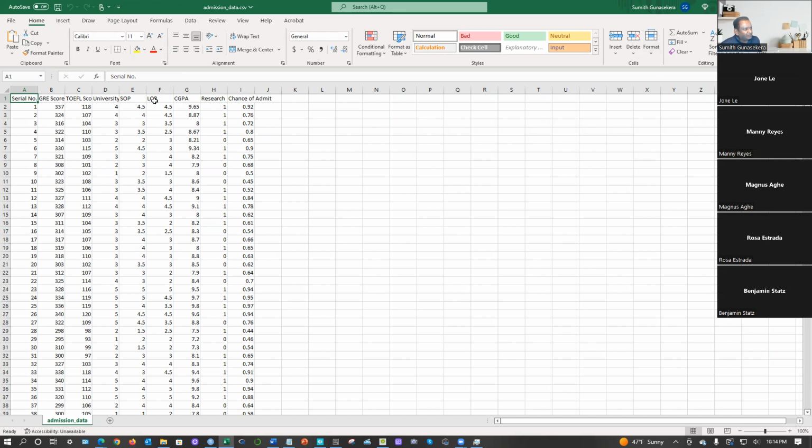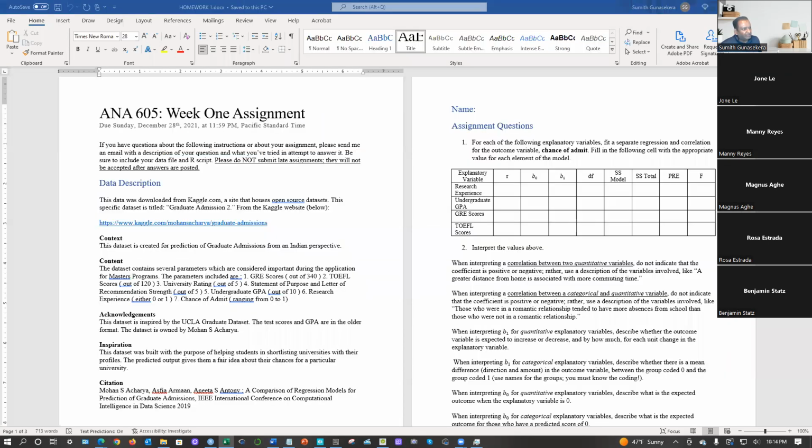GRE score, quantitative, like that. So they were looking for that for each and every category. They were looking for R, B0, B1, degrees of freedom.